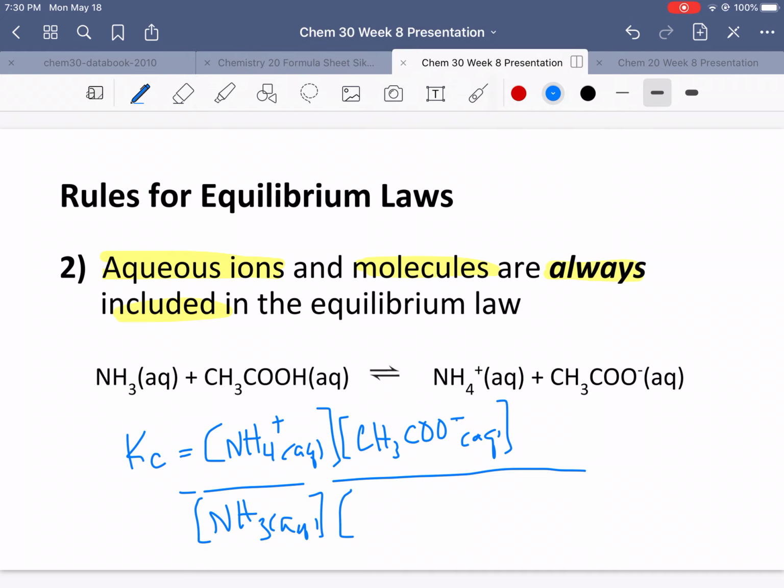Multiplied by our CH3COOH. Again, it's going to be aqueous. There we go. Done and done. Again, the entire top is divided by the entire bottom. Okay, so where are we so far? Gases are always included in the law. Aqueous ions and molecules are always included in the law.